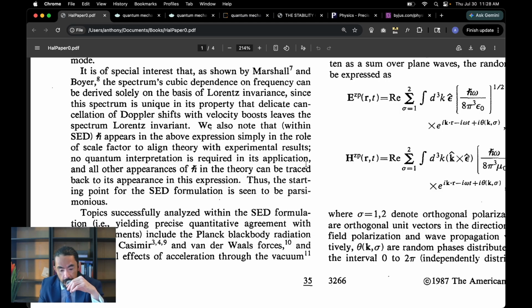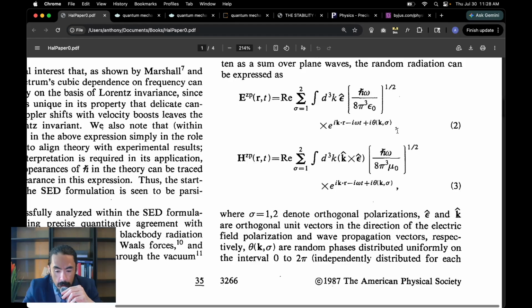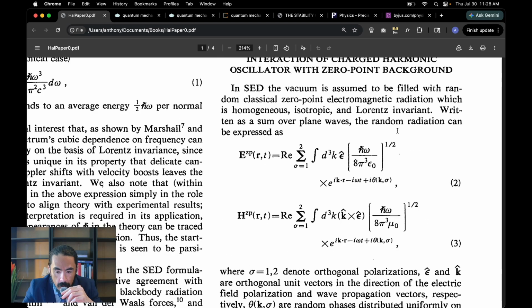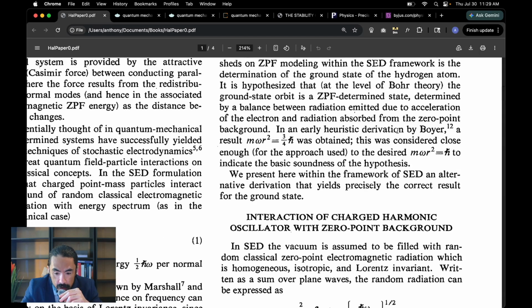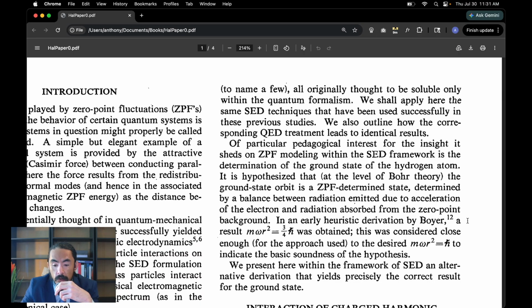And the thermal effects of acceleration through the vacuum, this is known as the Unruh effect, which is when an observer, when accelerating through a vacuum, perceives a background thermal bath of particles. So these are just to name but a few phenomena that have been, at the time of the publication of this paper in 1987, successfully explained by a stochastic electrodynamic framework. To name a few, all originally thought to be soluble only within the quantum formalism.